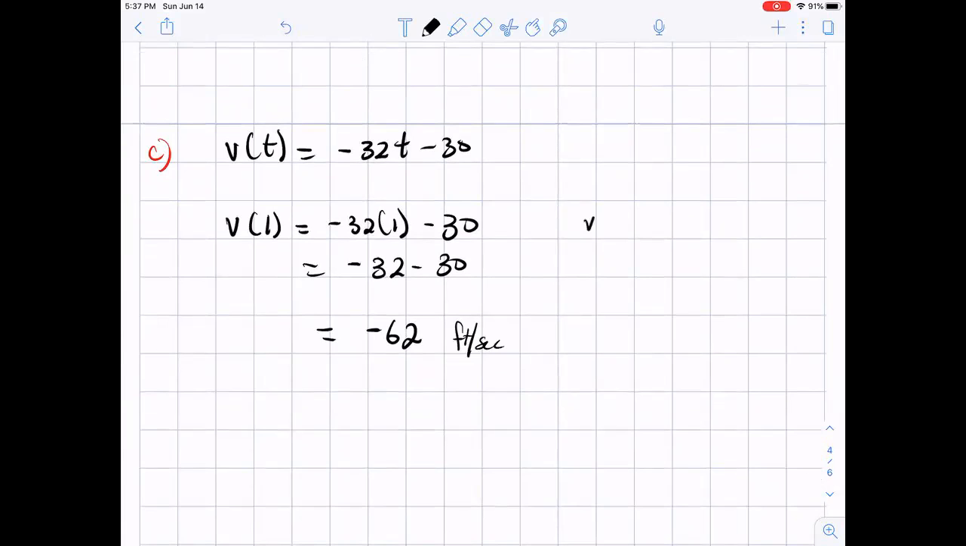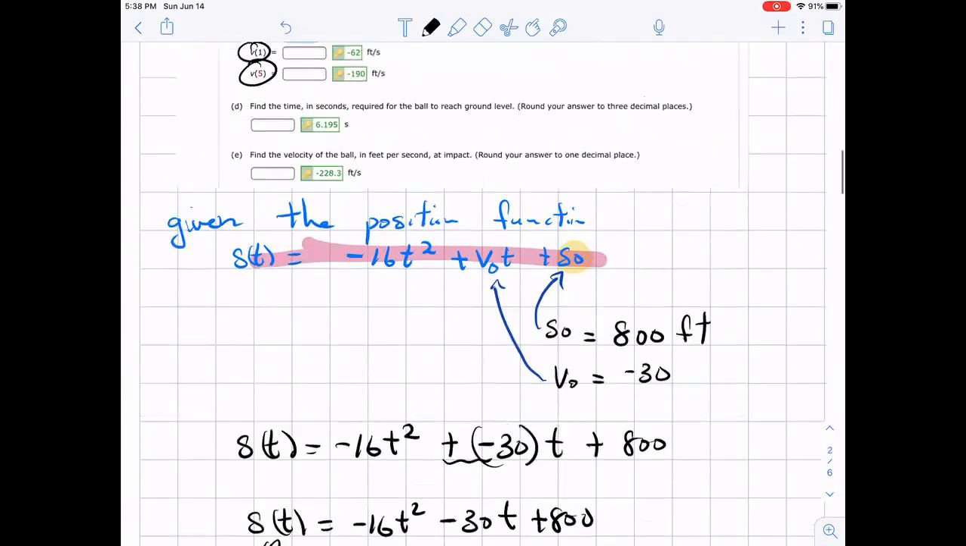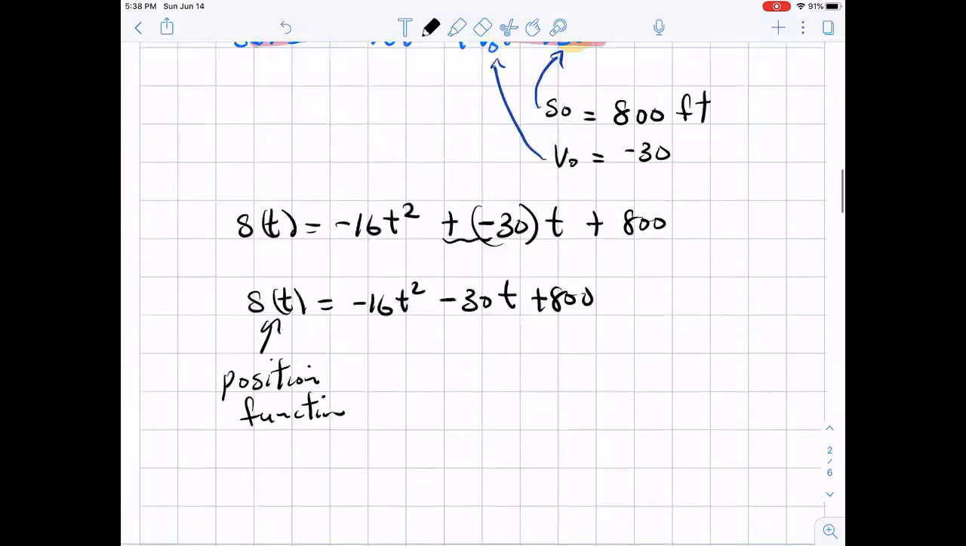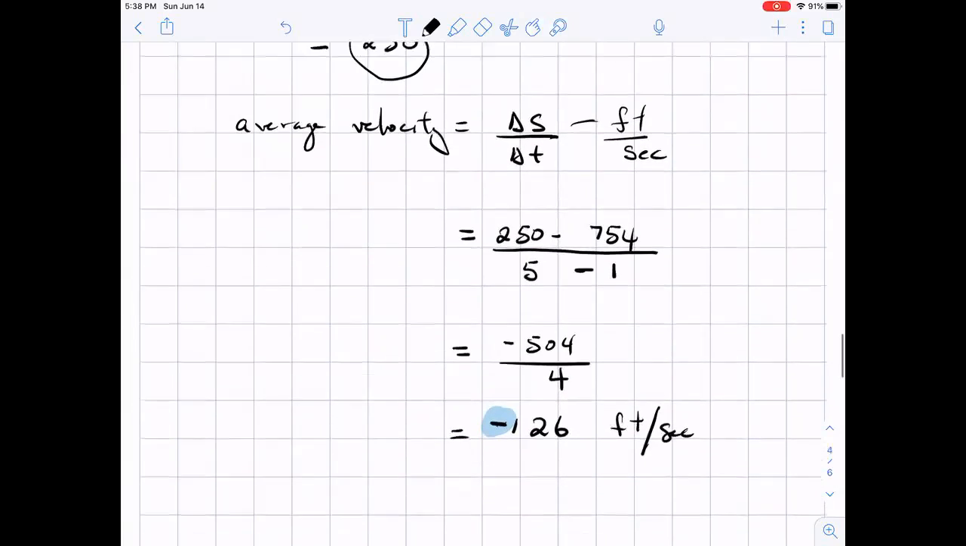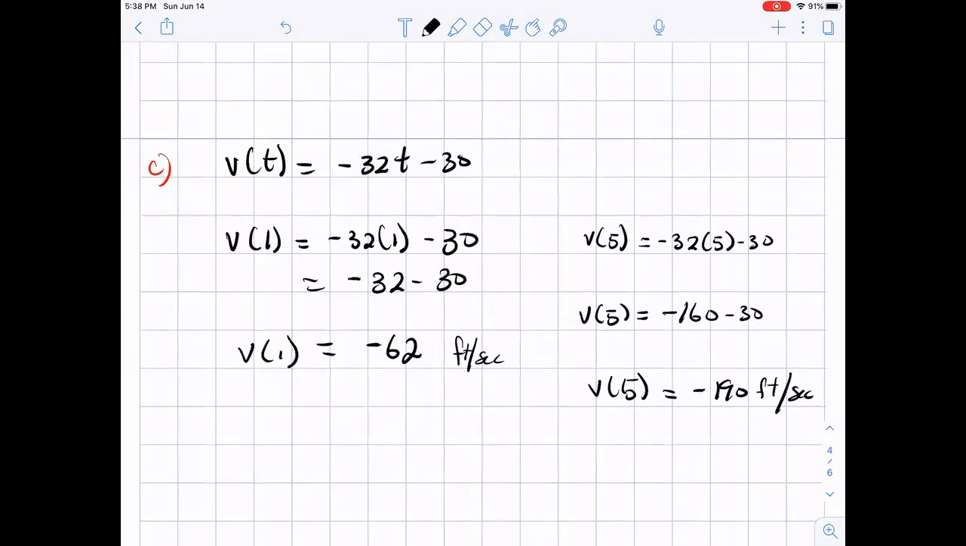And then v of 5, I believe they ask you for. Go back and look at it. Too much scrolling back and forth. V of 5, yes. V of 5 would be minus 32 times 5 minus 30. That becomes negative 160 minus 30. So v of 5 is equal to minus 190 feet per second. And this is v of 1, minus 62 feet per second.